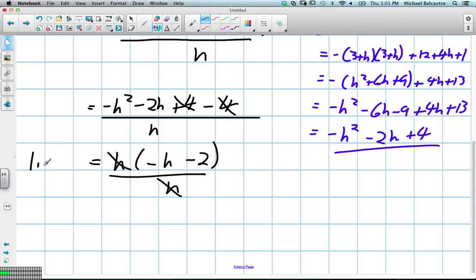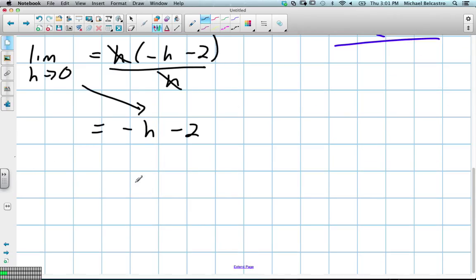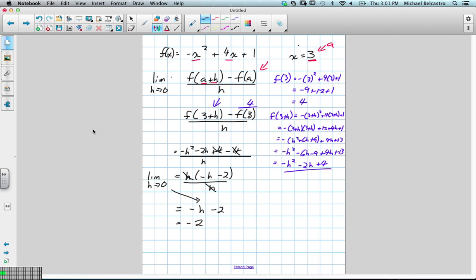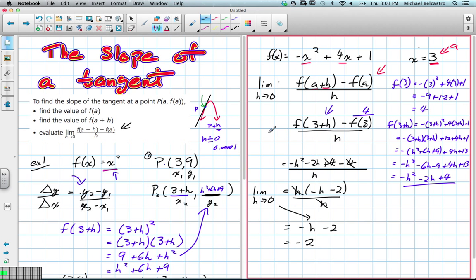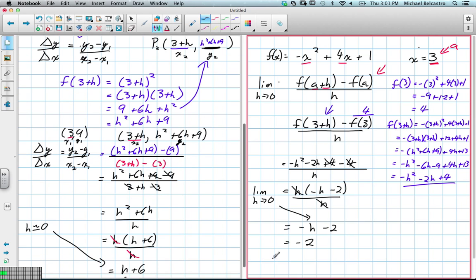We're still working with our limit as h approaches 0. Now that I've factored out my h's, I have negative h minus 2. I'm going to substitute in 0 for h at this point. Our limit is 2 in this case. Okay? That's the idea of the slope of a tangent.